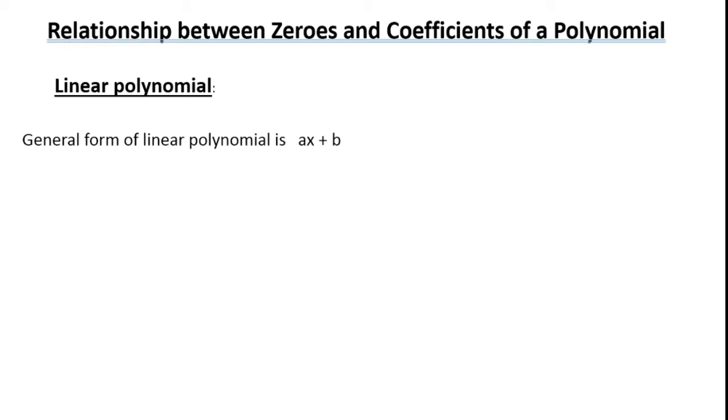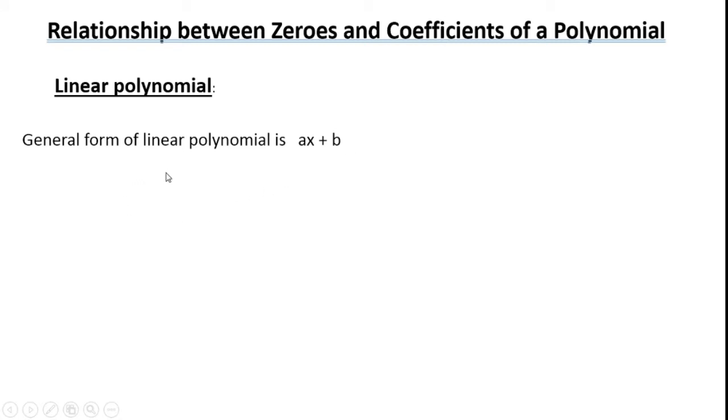Today, I'm explaining the relationship between zeros and coefficients of a polynomial. Zeros of a polynomial is the point where the polynomial becomes zero. Let us consider the linear polynomial. The general form of a linear polynomial is ax plus b. For this polynomial, we have to find whether there is any relationship between zeros and coefficients of a polynomial.